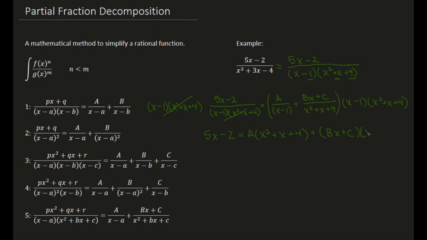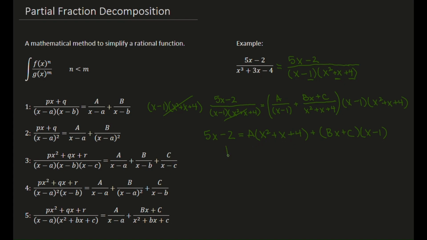Our equation then becomes 5x minus 2 equaling a times x squared plus x plus 4. Plus, we have to keep a parenthesis around this bx plus c because x minus 1 is being multiplied to all of that. And then everything else is the same as well. We pick values for x to cancel out the variables to make it solvable.